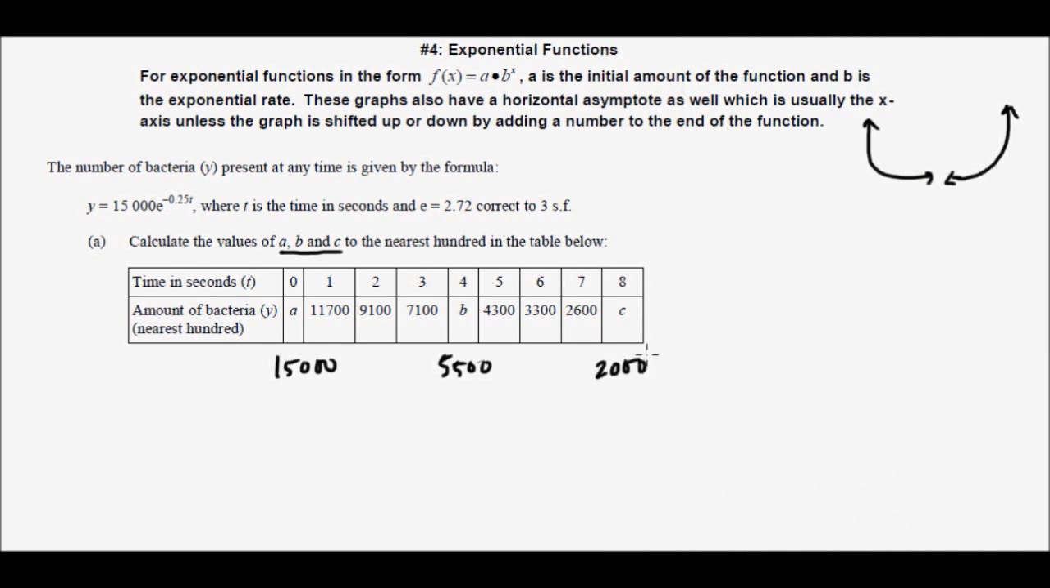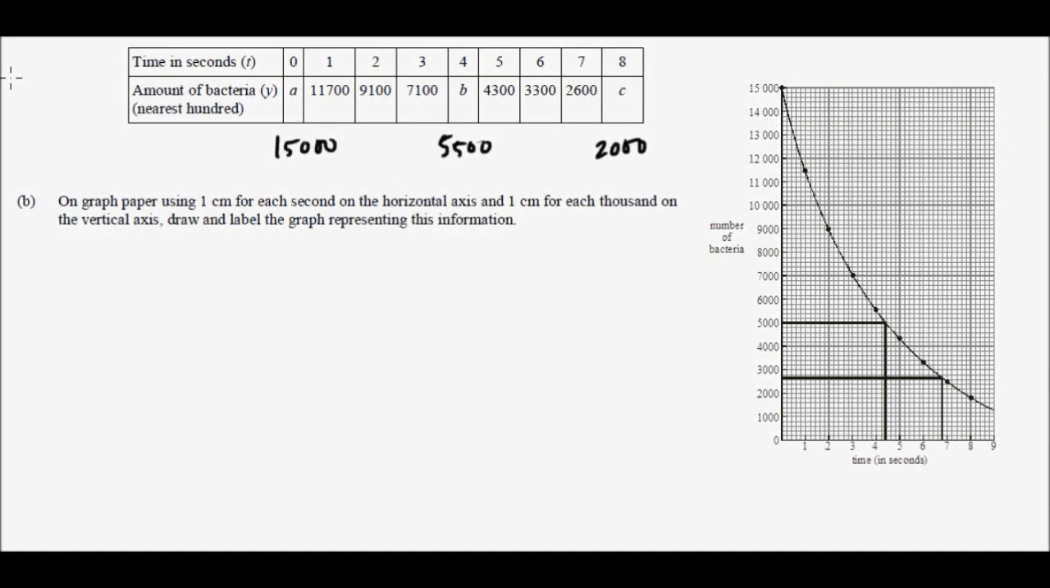So let's see what we got going next. Part B says on graph paper using 1 centimeter for each second on the horizontal axis, 1 centimeter for each 1,000 on the vertical axis, draw and label the graph. Again, I'm not going to waste time plotting points. For each box you have, you just follow exactly what they say. You plot the points and you should get a skateboard looking ramp like that. Make sure you label. Again, label is very important.